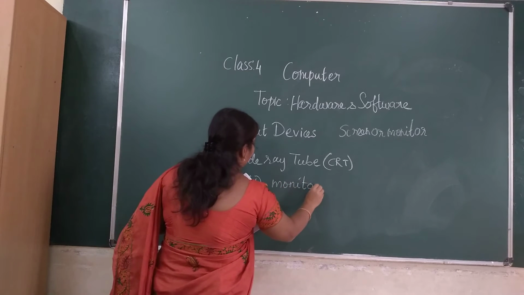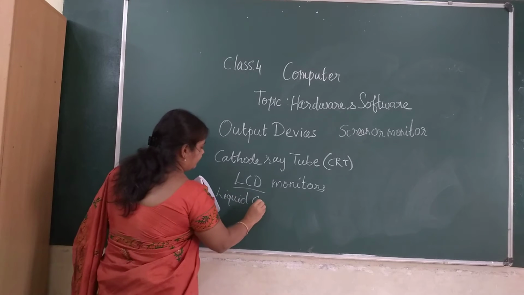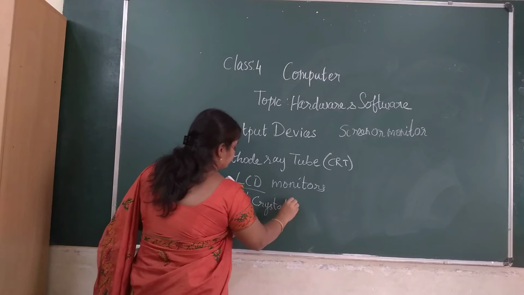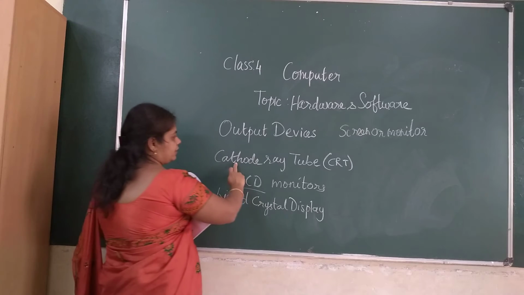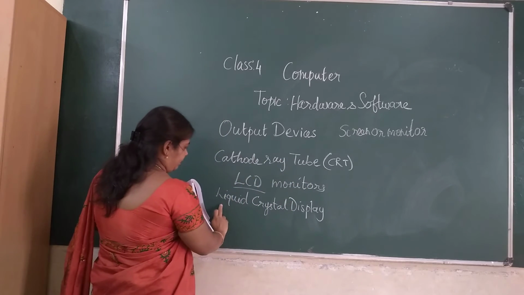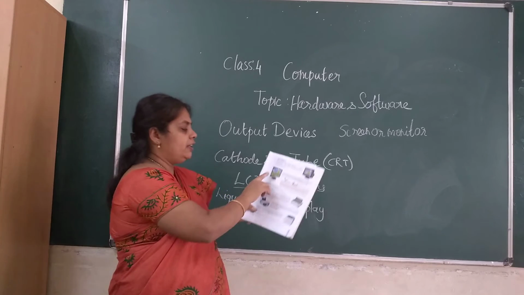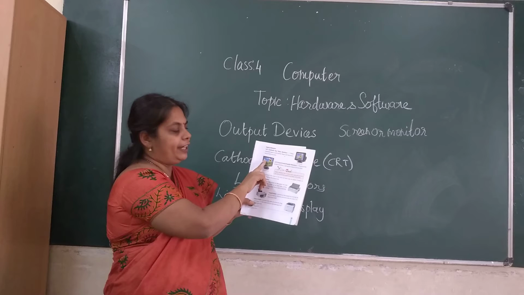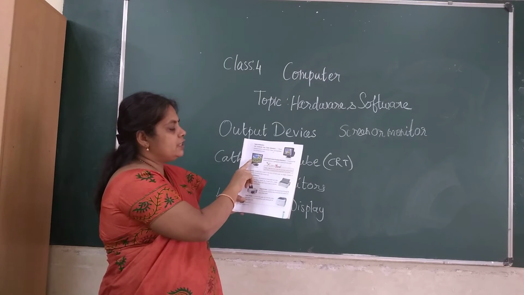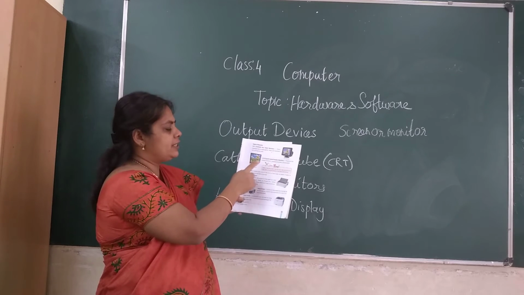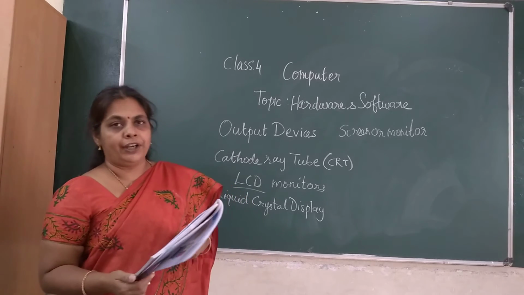LCD means liquid crystal display, children. So the CRT monitors are replaced by liquid crystal display monitors. These are flat screen. Nowadays when you go to buy a TV, you buy a flat screen TV only. Like that, monitors also, children. These are flat screen monitors. Nowadays laptops also have LCD monitors, children.